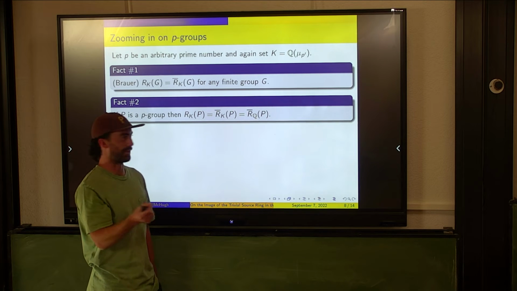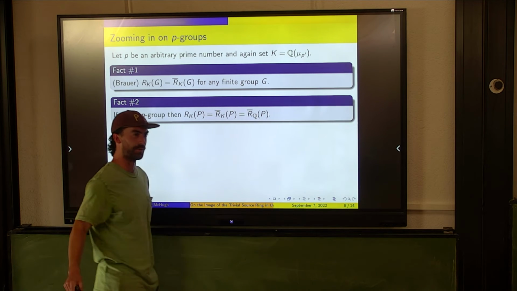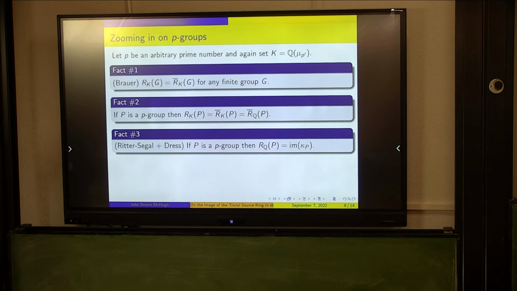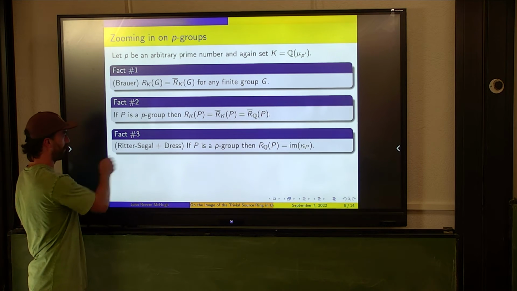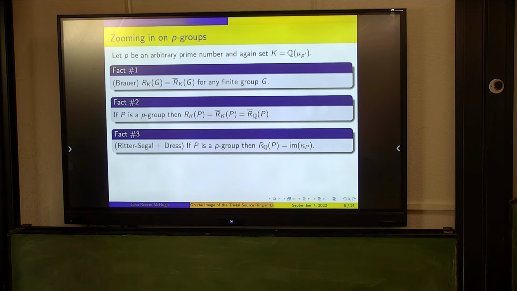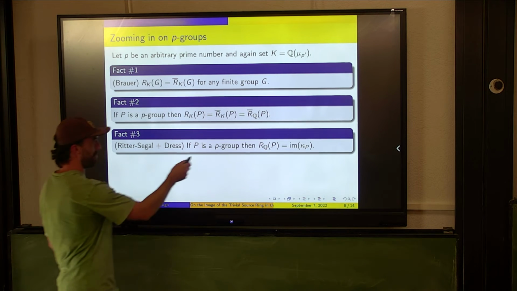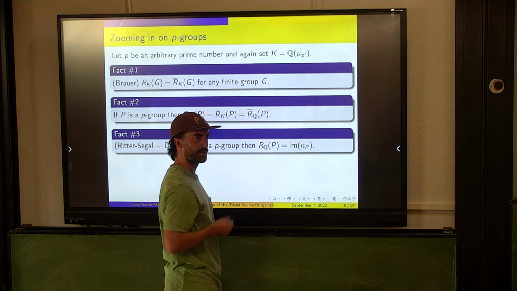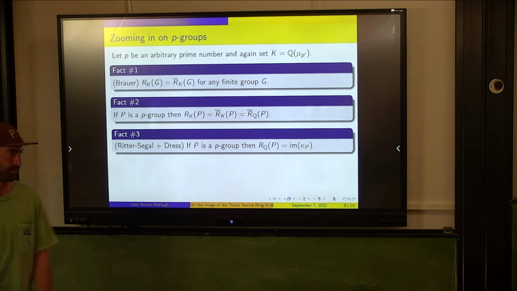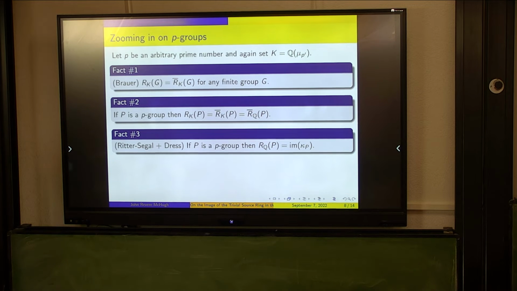So a K valued virtual character for a P group is the same thing as a Q valued virtual character. So I get that equality. Now the third fact is it follows from two theorems, the Ritter-Segal theorem and the theorem of Dress from before. If P is a P group, then the image of this ring homomorphism I'm interested in is precisely the ring of virtual rational characters for the P group.